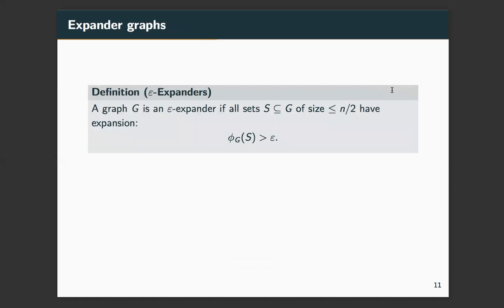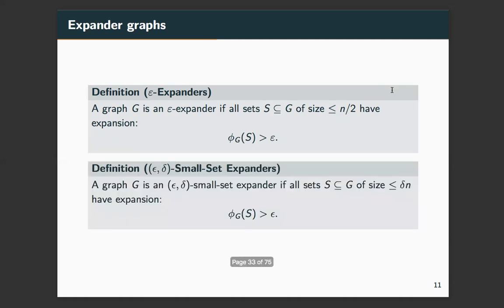This notion leads to an important class of graphs known as expander graphs. G is said to be an epsilon expander graph if all sets S of size at most n by 2 have expansion at least epsilon. A larger class of graphs known as small set expanders is the following. G is said to be an epsilon delta small set expander if all sets of size at most delta n have expansion at least epsilon.